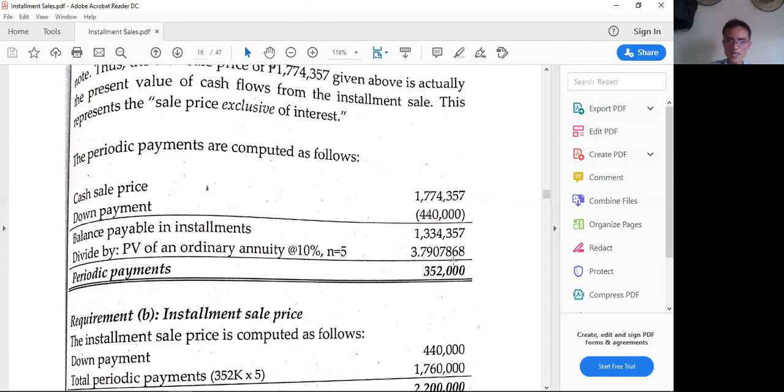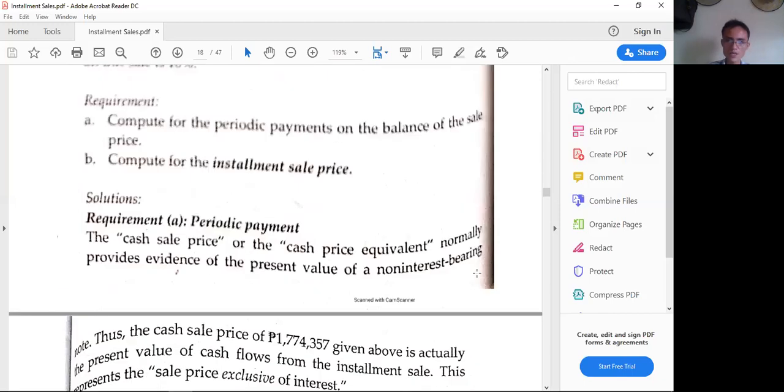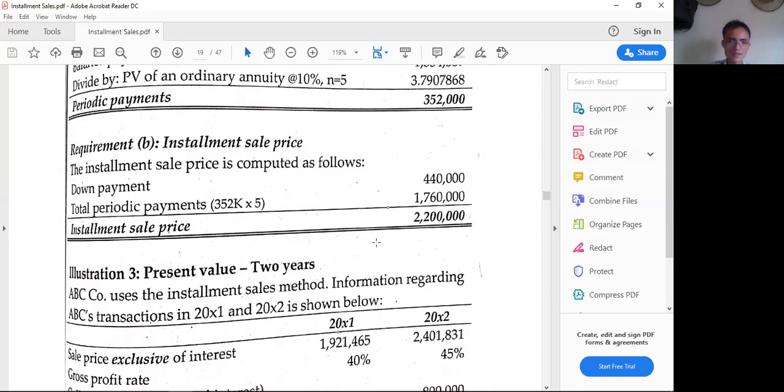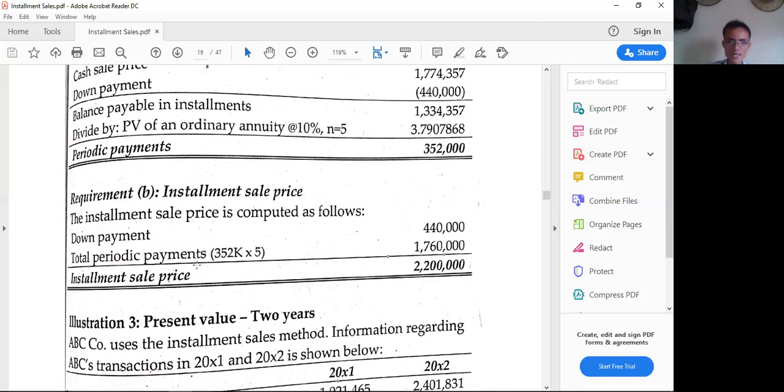And we get 352,000. Oh, quite the same in the previous problem. I like it because they're connected. Then installment sales price, that's going to be down payment and the total periodic payments. Okay, 252,000 times 5, we get 2,200,000, which is connected in the previous problem.